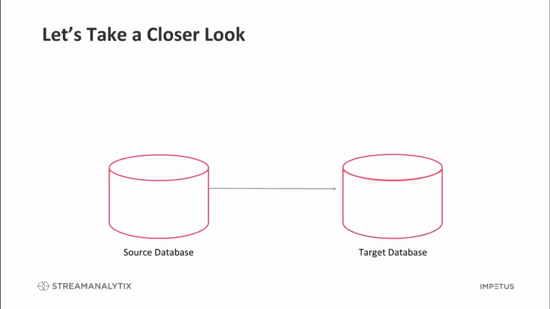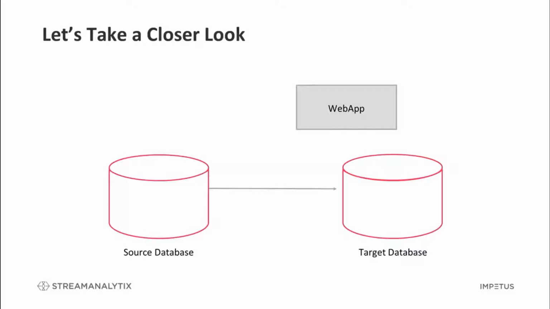Okay, so let's take a closer look. Let me try to explain this with the help of a very basic picture. On the left-hand side, you have your source database, and on the right-hand side, as we discussed, we have the target database that you want to keep in sync with your source database.